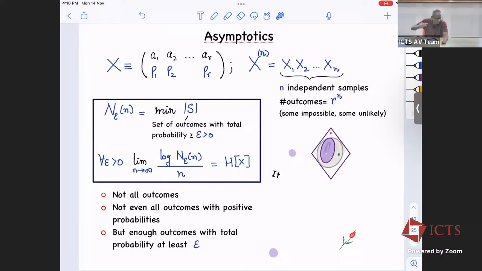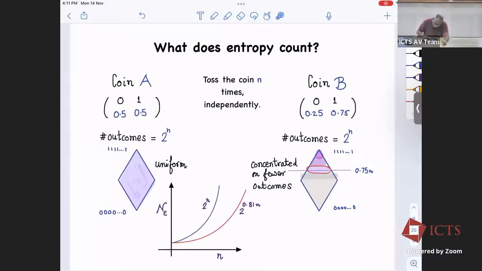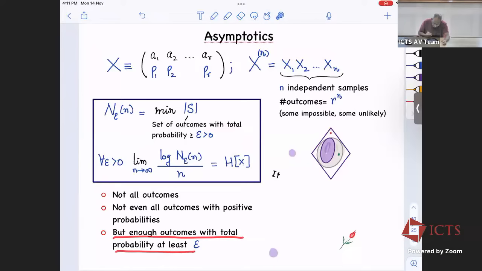What is interesting is that we don't count all outcomes, because impossible outcomes we leave aside. We don't even count all positive probabilities, because as we saw, if we counted all things with positive probability, we would have had to take everything, because everything has positive probability. But we take enough so that we have substantial probability. You take such a set of smallest size which can capture enough probability and see the way it grows with n, and it turns out that the exponent there is entropy.